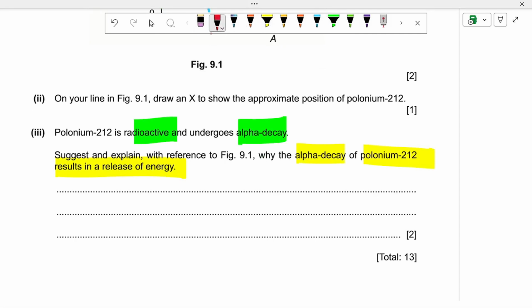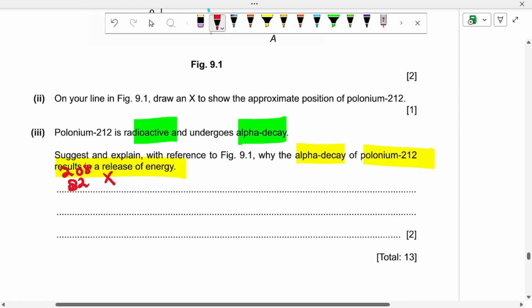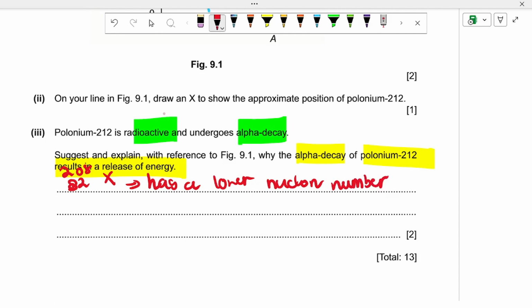So this alpha decay forms an X with nucleon number 208 and proton number 82. So the product of this reaction actually has a lower nucleon number. If I look at this, it says 208. That nucleon number is actually lower. So because of that, I want to explain how there's going to be a release of energy. Is it going to be stable?